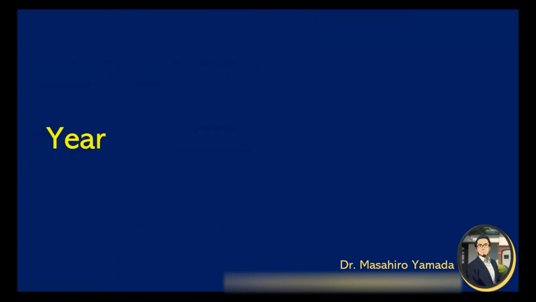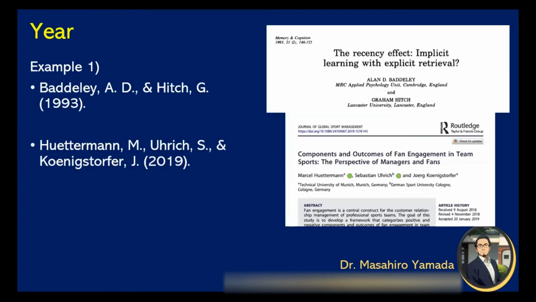Okay, the next one is the year. The position of the year comes right after the last author. After the last author, you put the year number in parentheses, and after the parentheses, you put a period. That's all. It doesn't matter how many authors there are. After the last author, you put the year number in parentheses and a period.